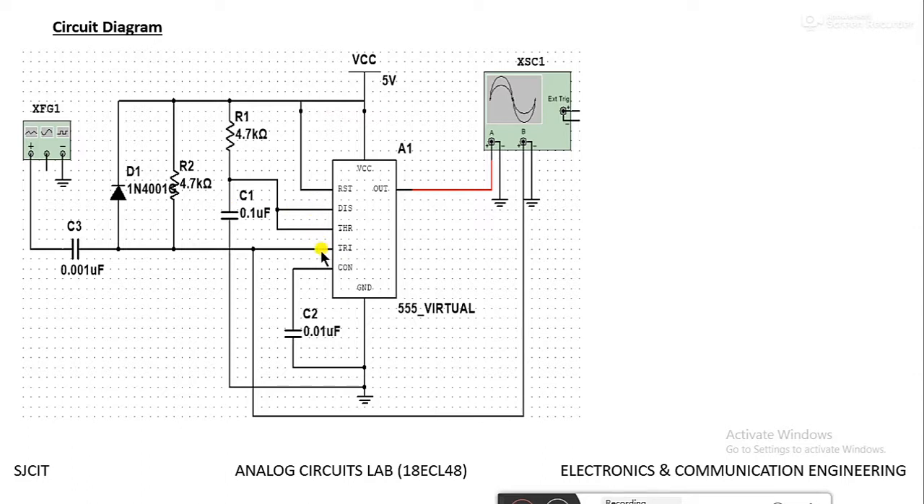And for the trigger pin, a diode and a 4.7k resistor are connected from trigger pin to VCC, and a capacitor of value 0.001 microfarad is connected to the signal generator. This is the input we are using as function generator, or we can call it a signal generator.